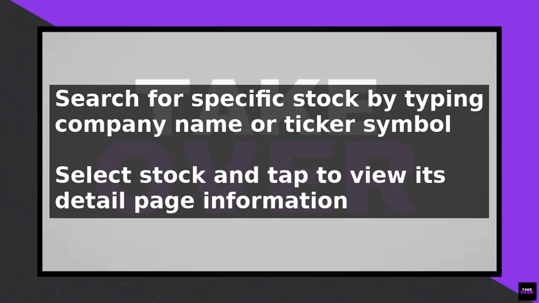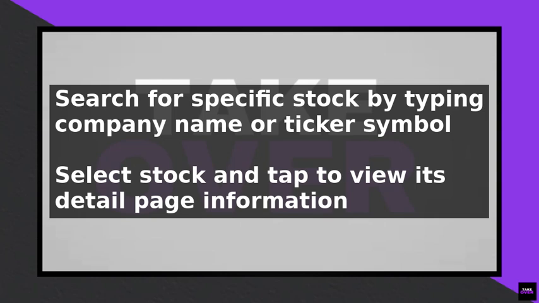You will be presented with several options to choose from, including price alerts, news alerts, and earnings alerts. For a price alert, select the type of alert you want to set, such as when the stock price falls below or rises above a certain price.